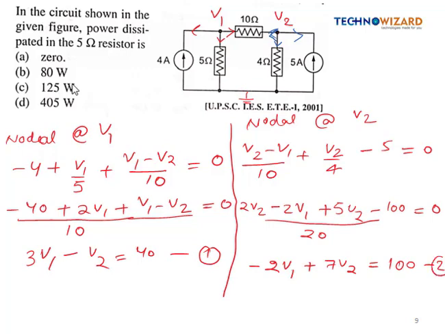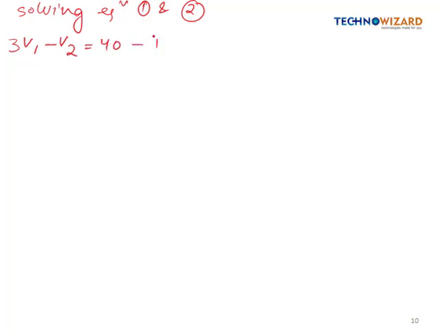So this is equation 2. Now solving equation 1 and equation 2. Equation 1 is 3v1 minus v2 is equal to 40. This was equation 1, and equation 2 was minus 2v1 plus 7v2 is equal to 100.